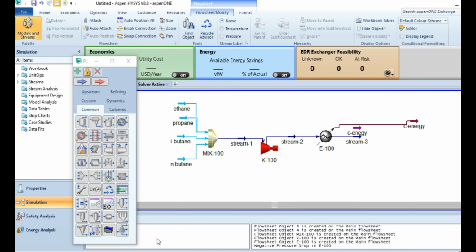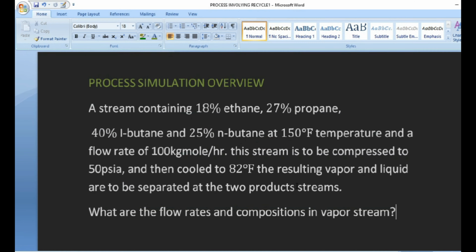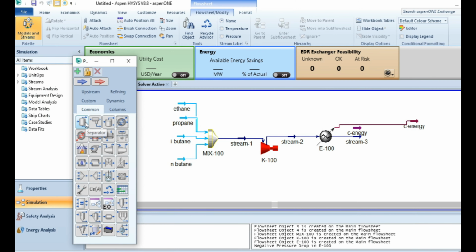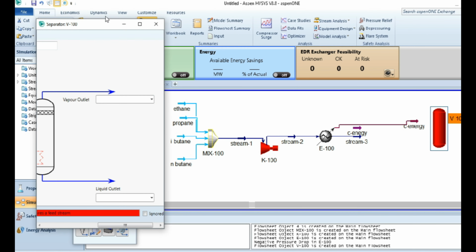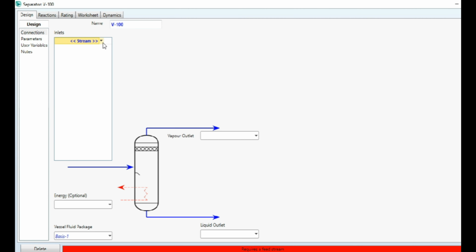After cooling, the next unit is to separate the two product streams. That means I have to introduce a separator. So double click, large, then you insert your material. Let's call this one the feed.